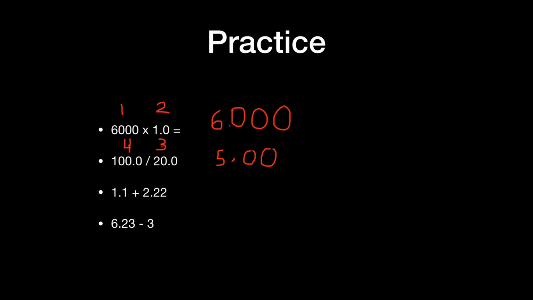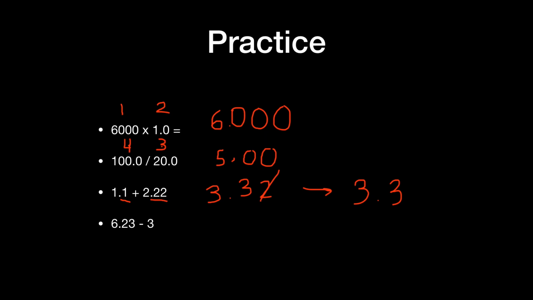Alright, third one. This is an addition, so we're looking at decimal places here. This has 1 decimal place, this has 2. My answer needs to have 1 decimal place. So the calculator would tell me that my answer is 3.32. But this needs to have 1 decimal place, so I'm going to just get rid of that 2 right there. My solution is 3.3.